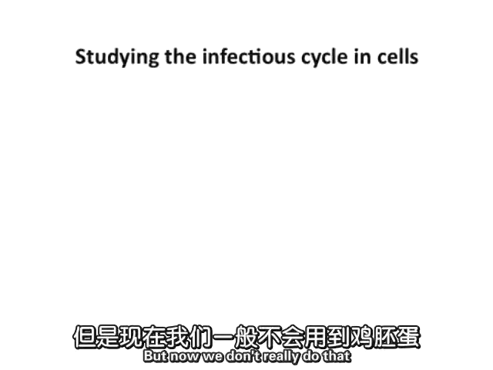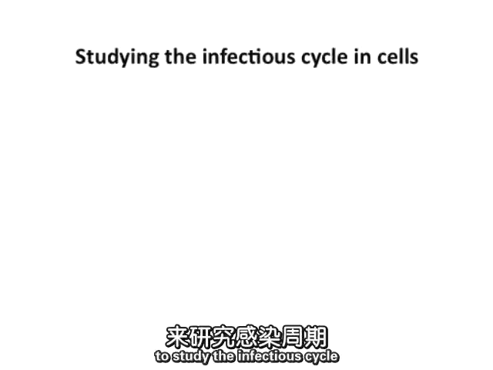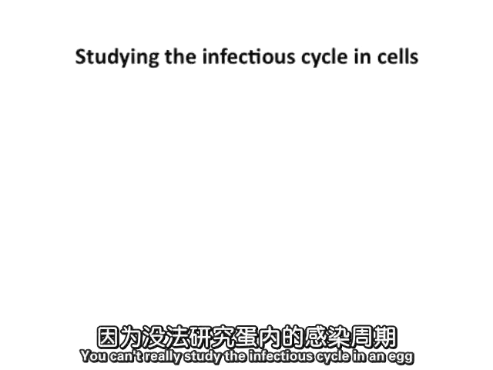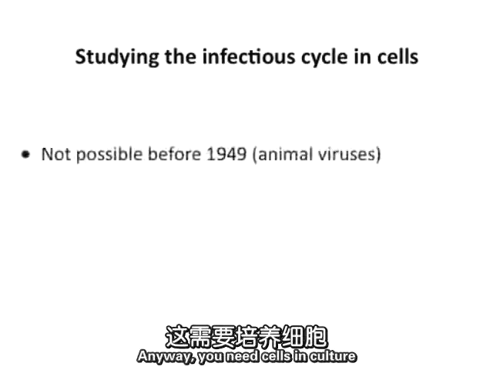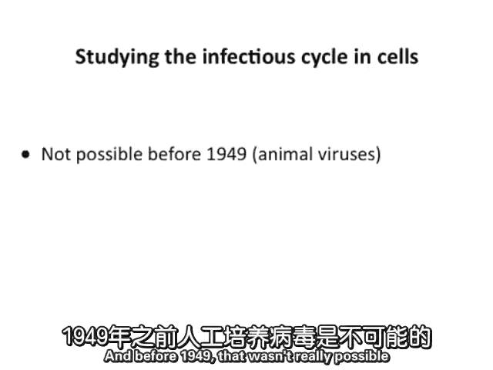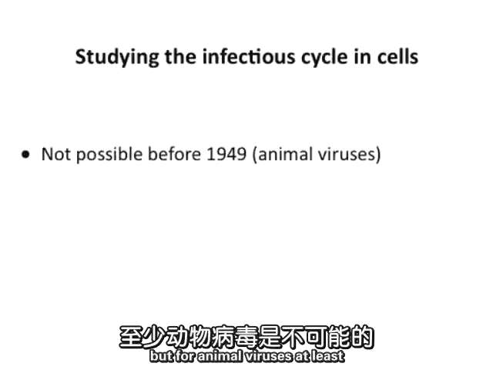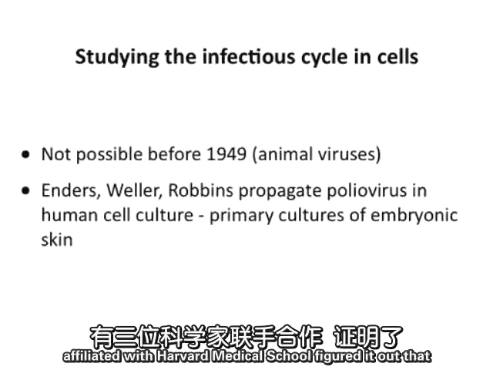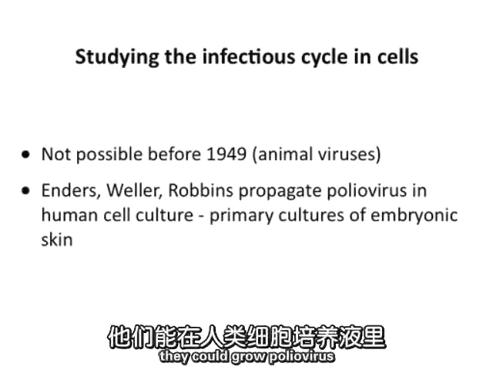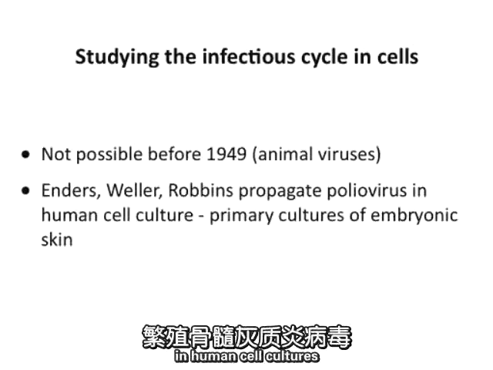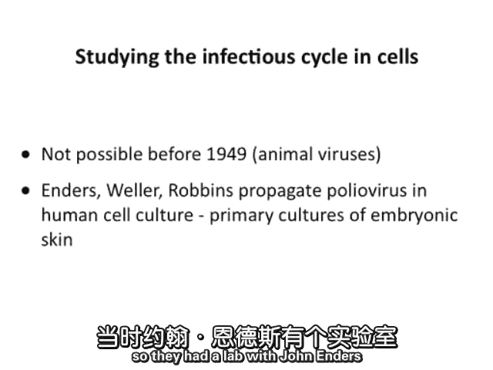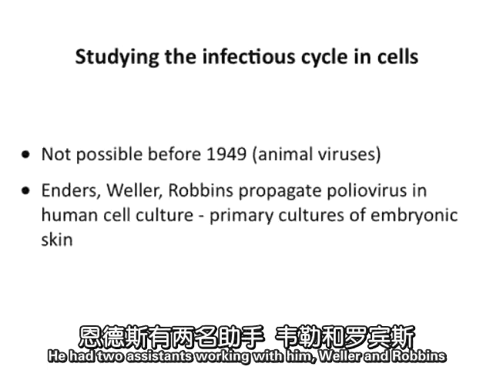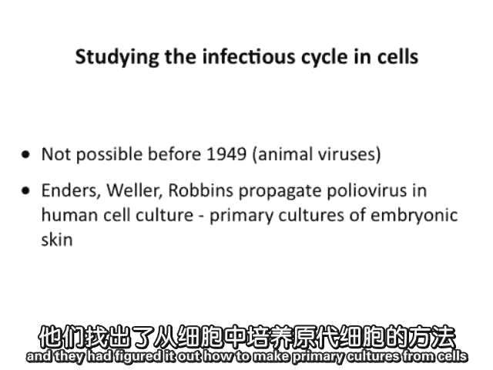But now we don't really do that to study the infectious cycle. You can't really study the infectious cycle in an egg anyway. You need cells in culture. And before 1949, that wasn't really possible, for animal viruses at least. But in that year, a trio at Children's Hospital in Boston, affiliated with Harvard Medical School, figured out that they could grow poliovirus in human cell culture. So the head of the lab was John Enders, and he had 2 residents working with him, Weller and Robbins. And they had figured out how to make primary cultures from cells.